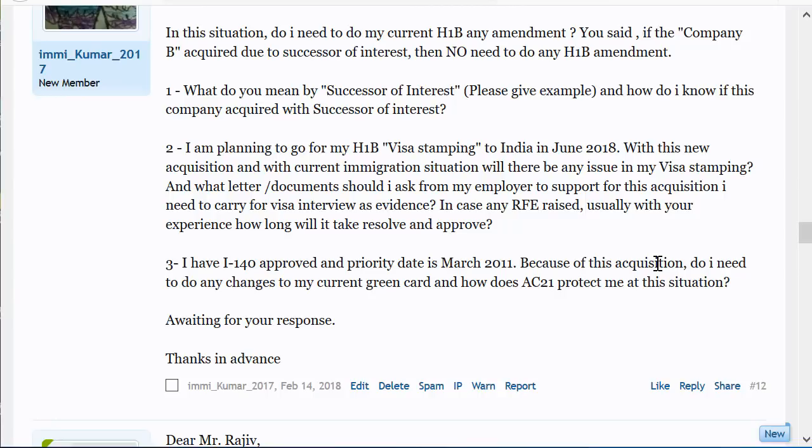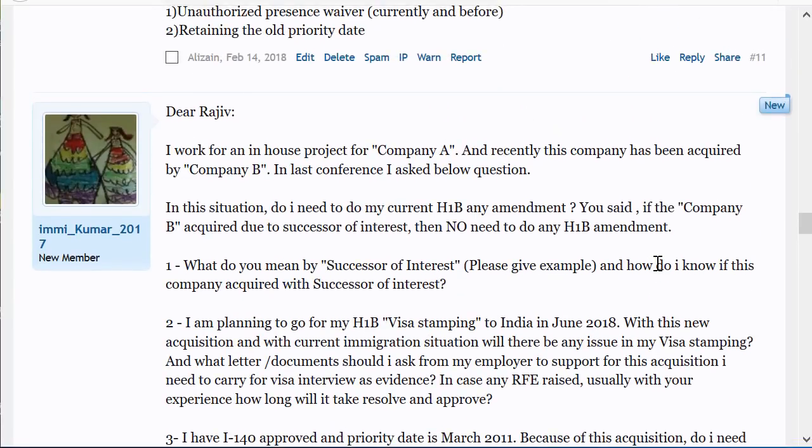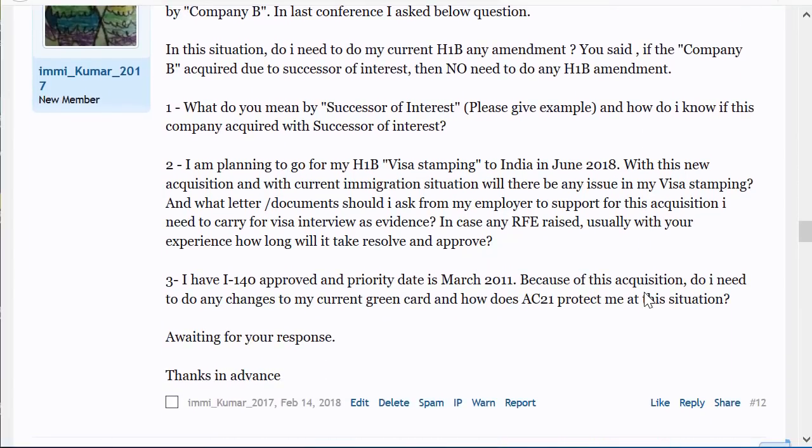It is a legal determination. I can't teach you law. You have to let your lawyers tell you, because it depends not only on immigration law, but on corporate law, what kind of takeover or acquisition occurred. So it's a mixed question of both corporate and immigration law.